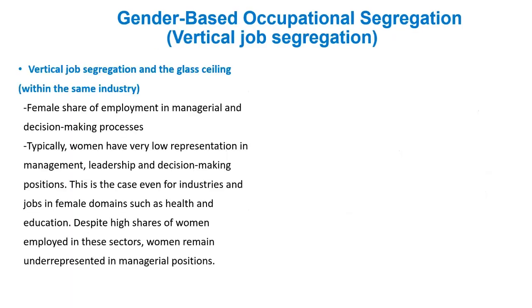When we talk about vertical segregation, that means what are the differences within the same industry? So we see female share of employment in managerial or decision processes is lower. Typically, women have a low or very low representation in management, leadership, and decision-making positions within companies. This is the case even for industries with female domination, such as health or education.